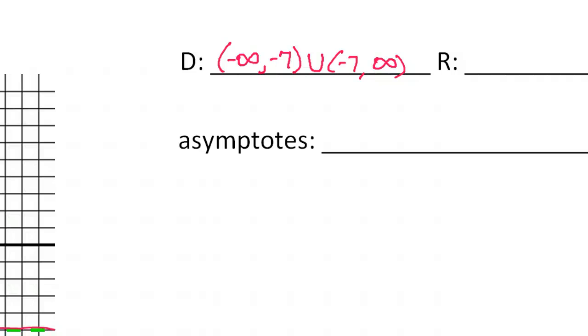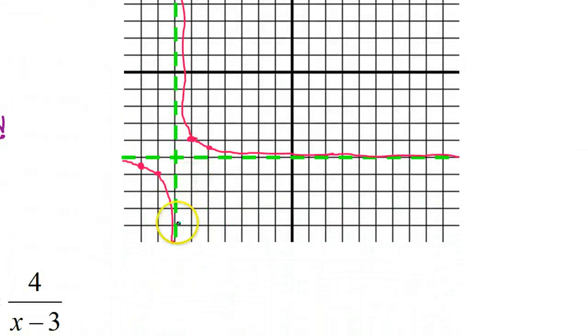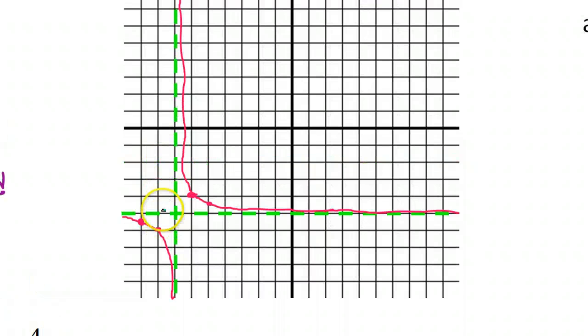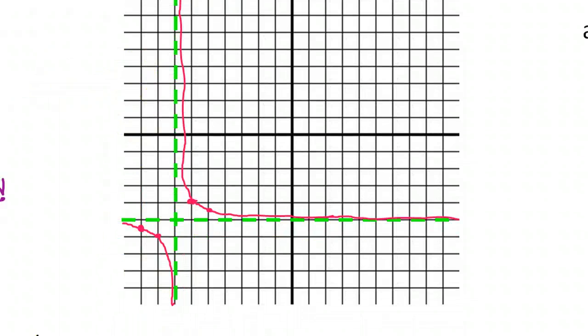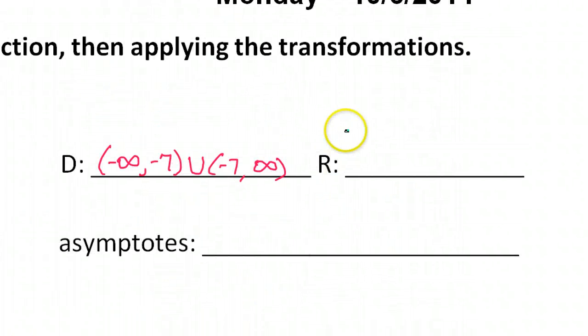Similarly, the range. The range is the y values, so we're looking from bottom to top. And every y value is covered except for the horizontal asymptote. So we have to include all y values except for -5, because of that. Everything except for -5. So that's why the range is going to be from -infinity to -5, and then from -5 to infinity.